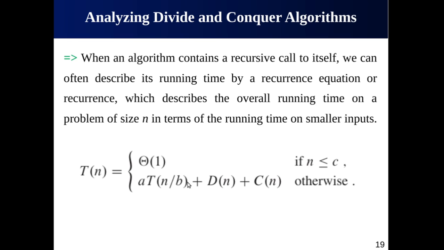And also in this equation, we can see D of n and C of n. D of n is the time for dividing the problem. As we can see, there are 3 steps in the divide and conquer approach. So this is the time taken for the division, the first step, and C of n is the time taken by the combine step, the third step. And the remaining term is the time taken by the second step, the conquer step, which involves more technicality.